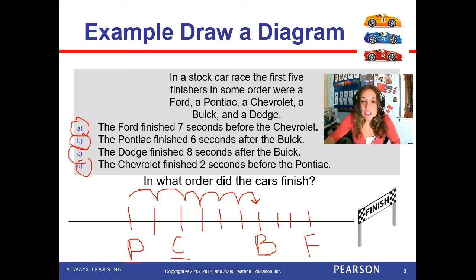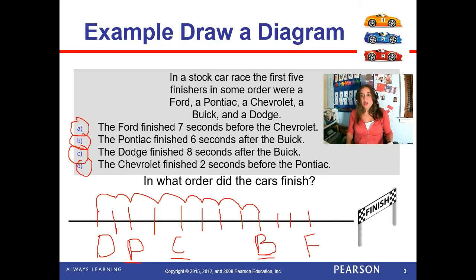And now I can do this last clue. The Dodge finished 8 seconds after the Buick. So here's my Buick. The Dodge came in 8 seconds after it. So 1, 2, 3, 4, 5, 6, 7, 8. So here is my Dodge. So now I know that this is the order that these cars came in, and I did it simply by drawing a number line diagram.